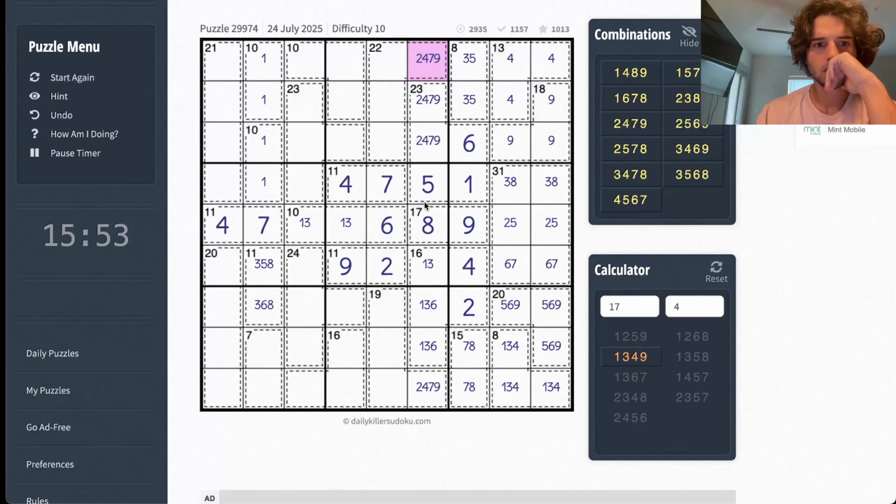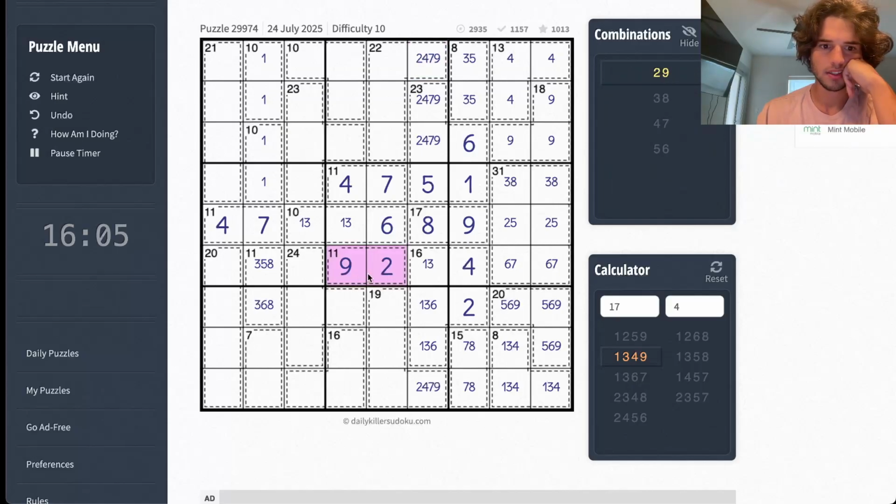Now, 6. 6, 2, and 9, it looks like all have to go here. Could 1 go here? Then where would your 6, 2, 9 go? I don't believe 1 could go there. 9, 2, 6 are all gone from here, and then you're left with 1, 3, 5, 8, which would make sense.